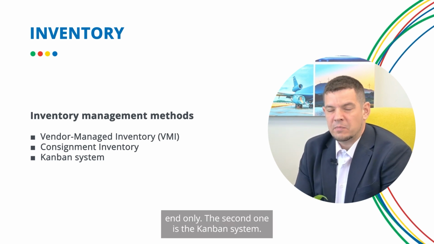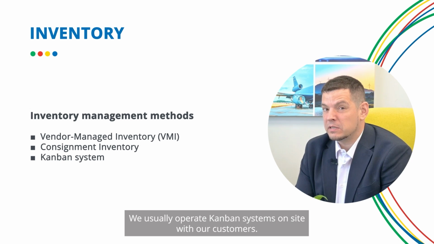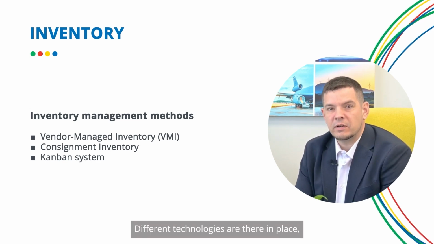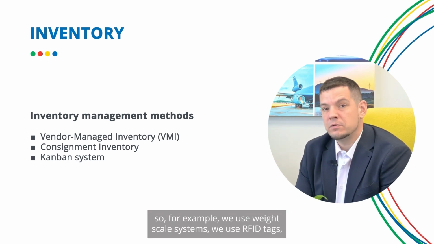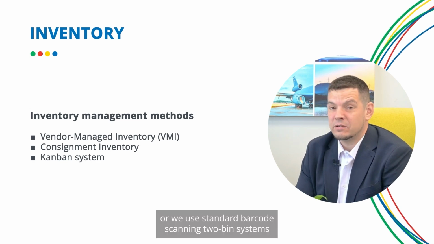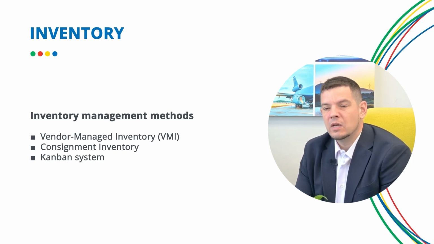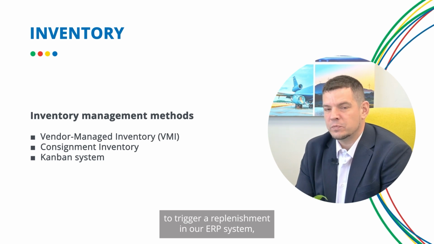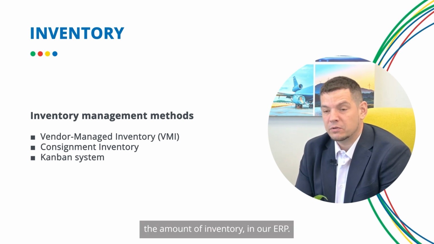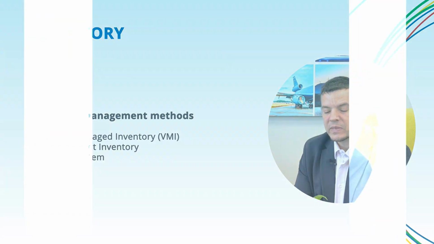The second one is the Kanban system. We usually operate Kanban systems on site with our customers. Different technologies are in place. For example, we use weight scale systems, we use RFID tags, or we use standard barcode scanning two-bin systems to trigger a replenishment in our ERP system to be able to handle the amount of inventory in our ERP.